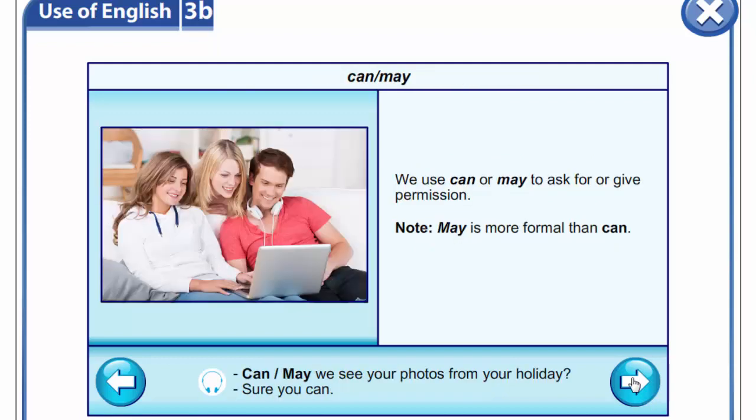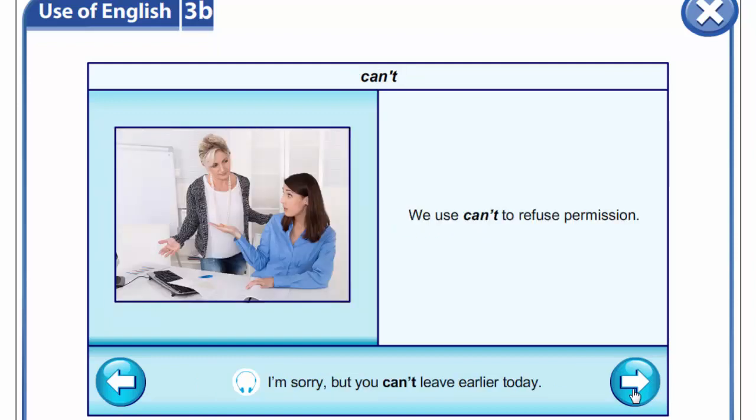We use can or may to ask for or give permission. May is more formal than can. Can we see your photos from your holiday? May we see your photos from your holiday? Sure you can. We use can't to refuse permission. I'm sorry, but you can't leave earlier today.